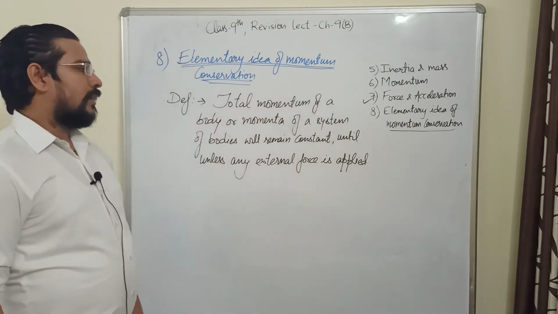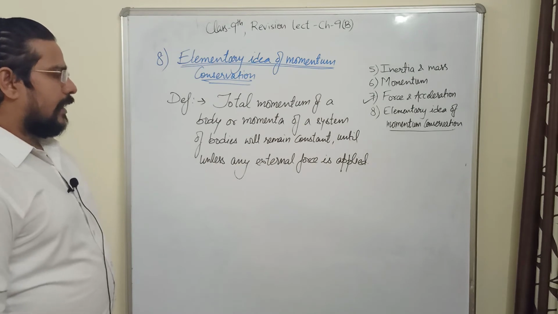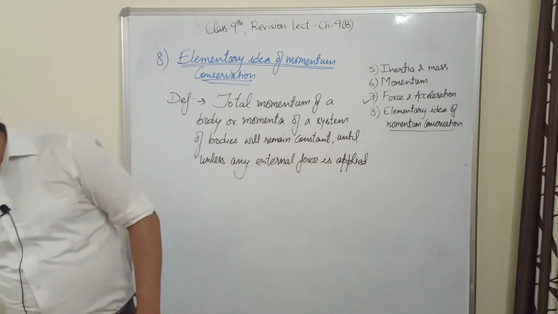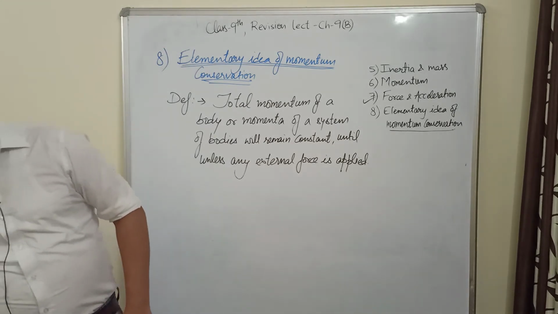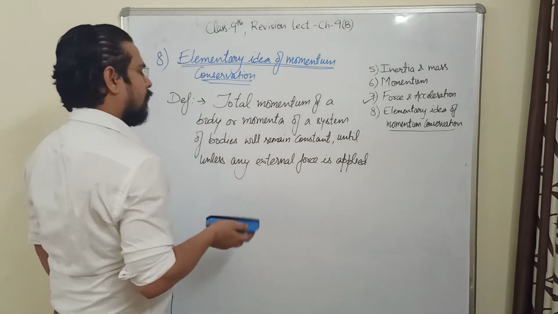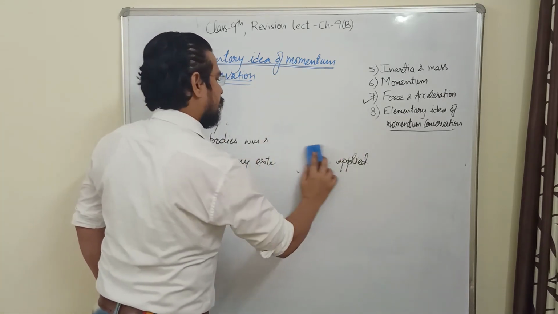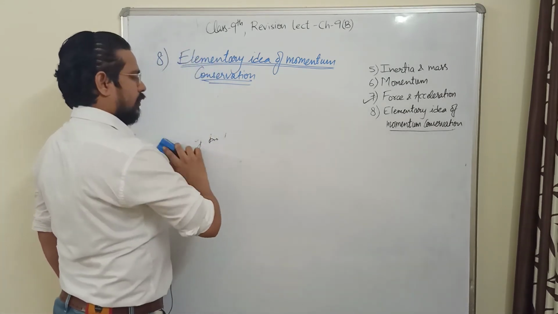Momentum of a system of bodies will remain constant until unless any external force is applied. Now let me give you a number of examples which show how momentum of a body or system of bodies remains conserved, and that is known as momentum conservation.